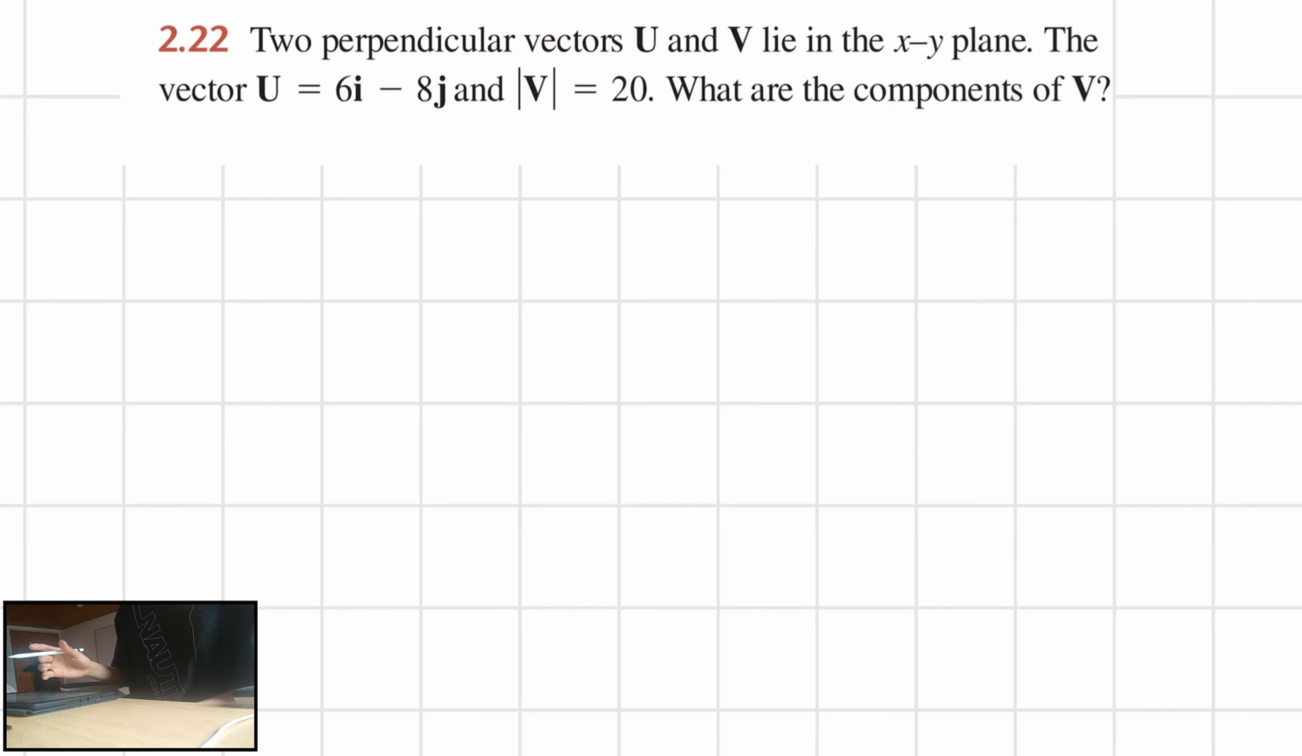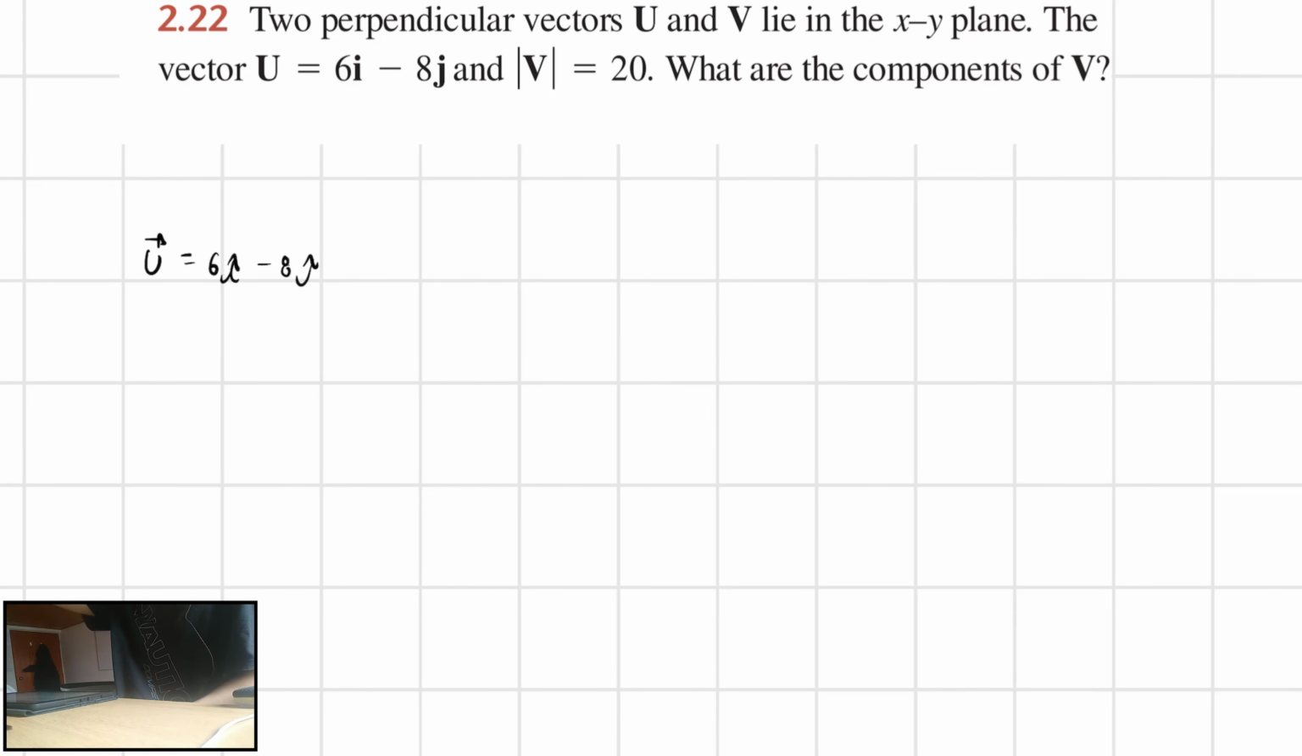So, as always, the first step is to write down the information that the problem is giving us. So I have a vector which is equal to 6 units in the i direction minus 8 units in the j direction. For those of you who may be asking why I write it like this, this is referring to a vector and this to its components. That depends on the author.